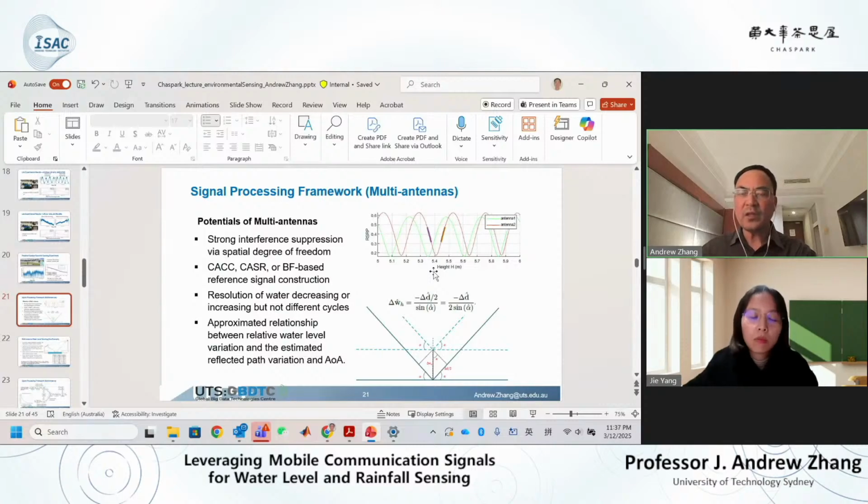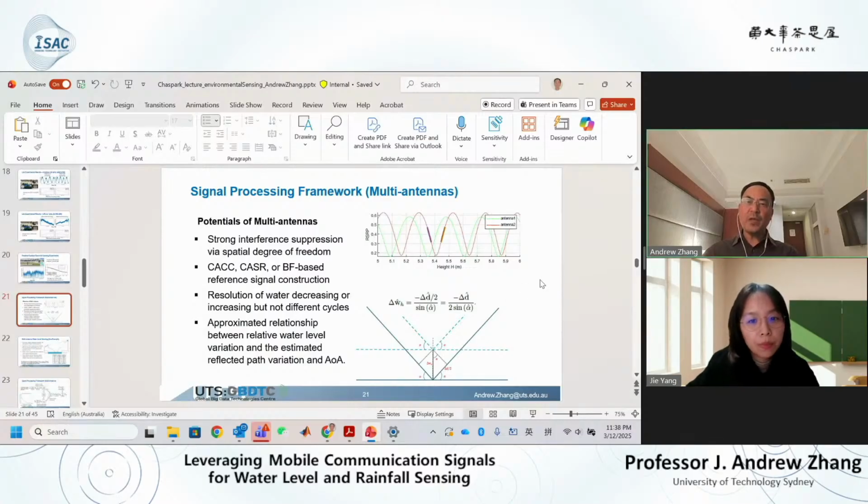This means we will need to be able to know the initial water level. So the key now becomes how can we know the initial water level when the system starts to work. This issue is something that we haven't found any solution for yet.